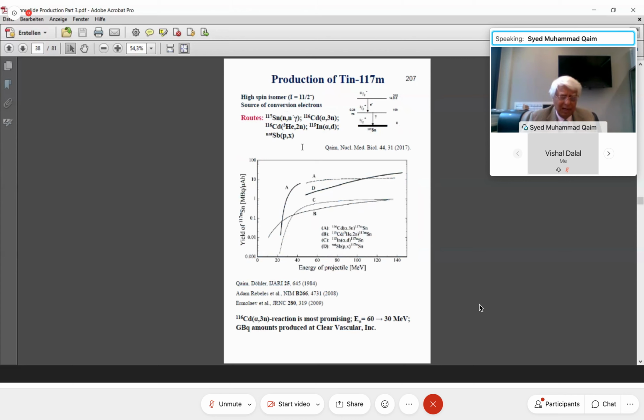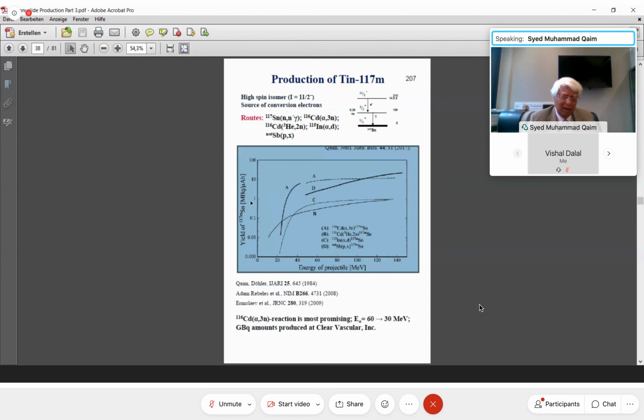And charged particle induced reactions are the alpha,3n reaction on cadmium 116, helium 3,2n on cadmium 114, or alpha,d on indium 115, or high energy protons on antimony. So these are the 4 different reactions: alphas on cadmium 116, helium 3 on cadmium, alpha on indium, and protons on antimony. And the yields are shown here.